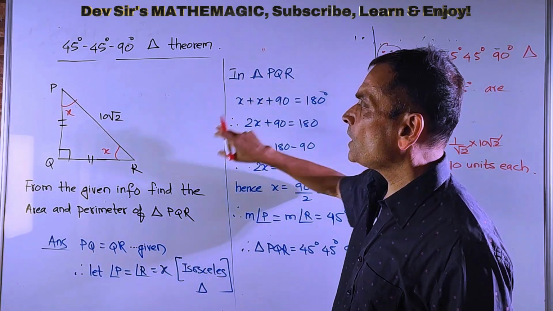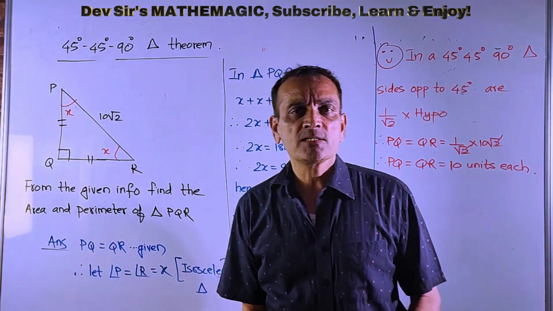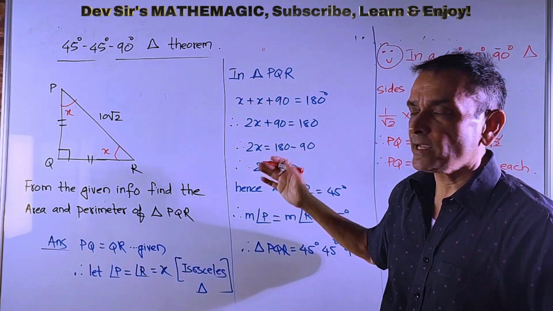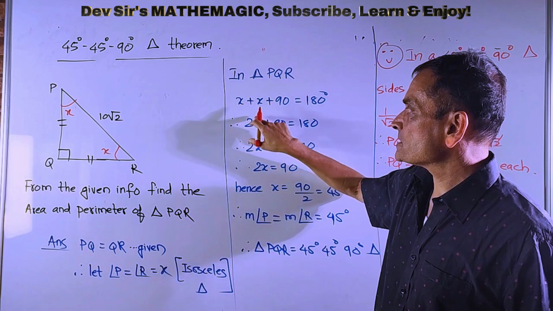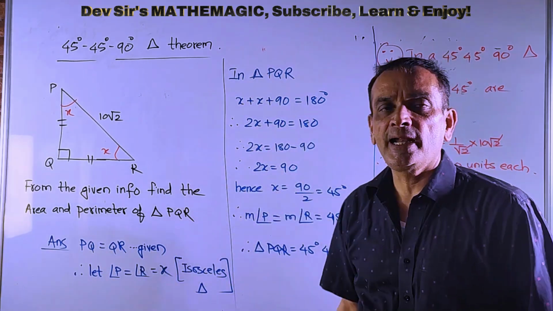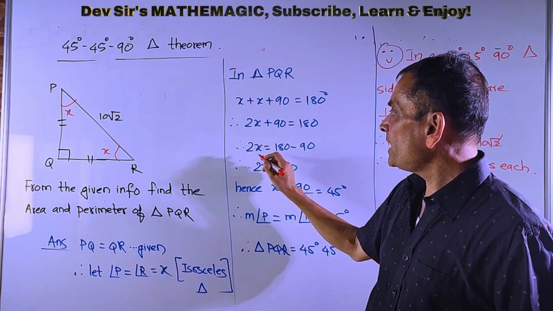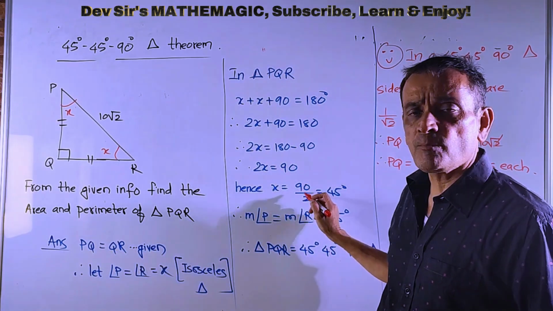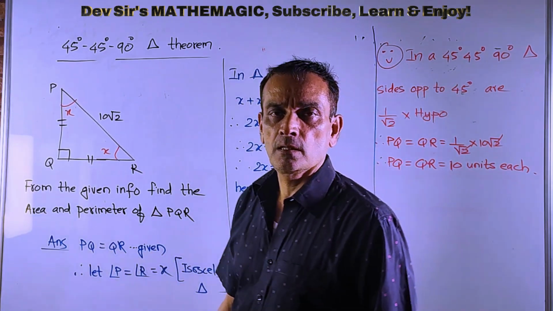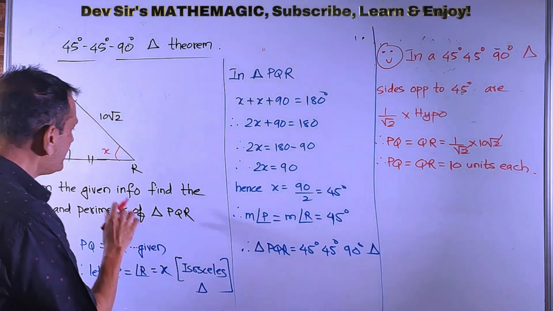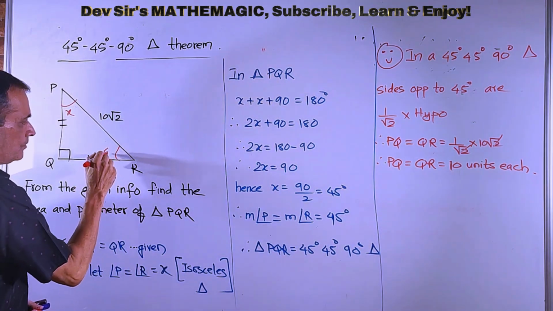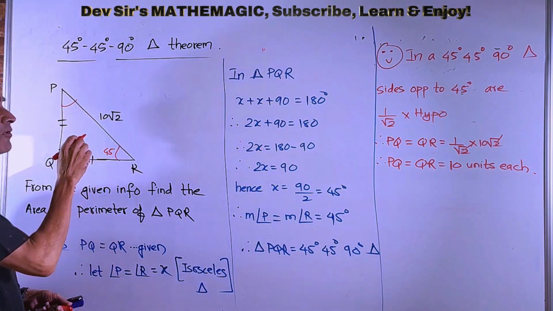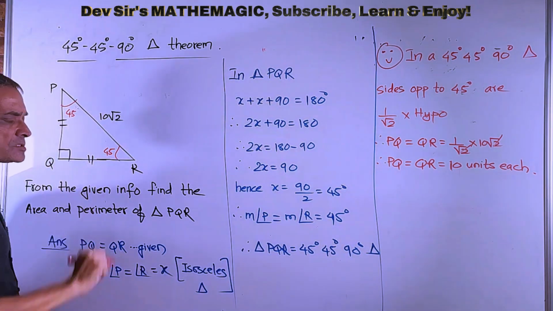So in triangle PQR, x plus x plus 90 is 180, sum of the angles of a triangle. x plus x is 2x. 2x plus 90 equal to 180. 2x equal to 180 minus 90. 2x equal to 90, x equal to 90 upon 2, that is 45 degrees. So if x is 45, naturally this x is also 45 because both are x.